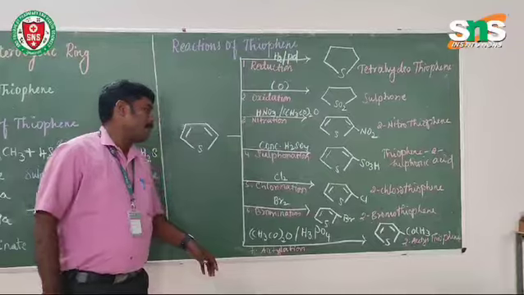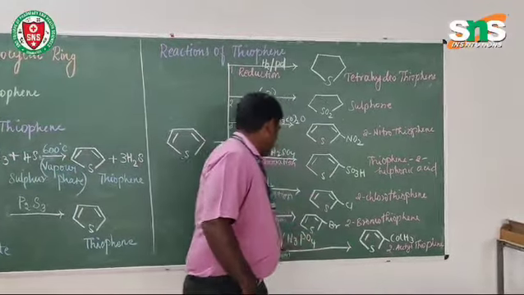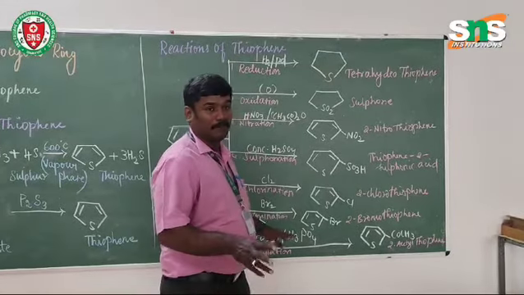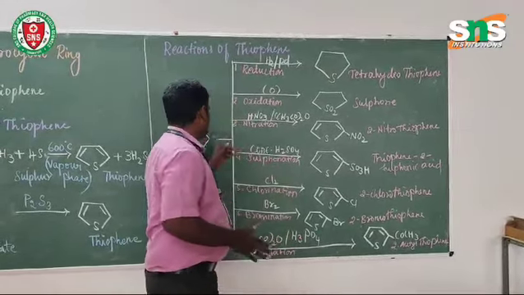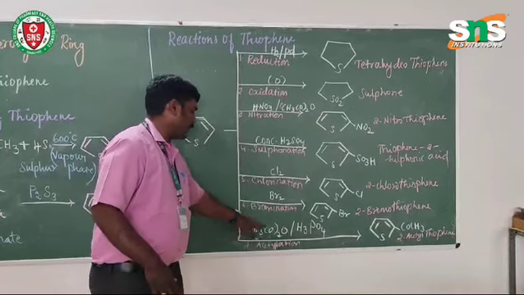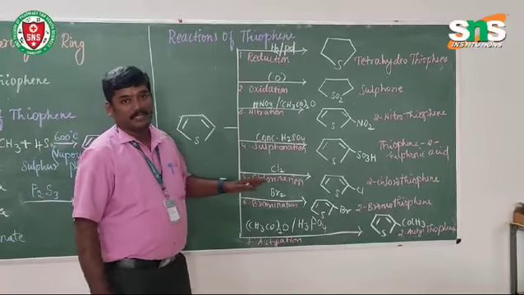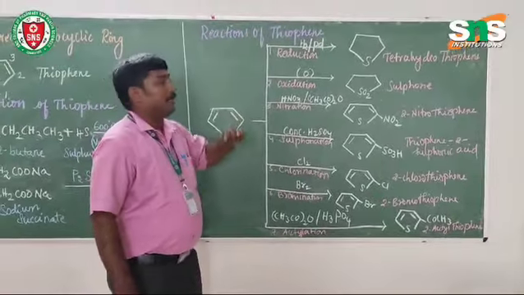Then the next reaction will be acetylation, that is, thiophene on treatment with acetic anhydride, (CH3CO)2O, in presence of phosphoric acid will give 2-acetyl thiophene. Here two CH3CO groups are present, so one COCH3 will be added to the second position. The remaining COCH3 and one more O will be eliminated as acetic acid. Reactions of thiophene.